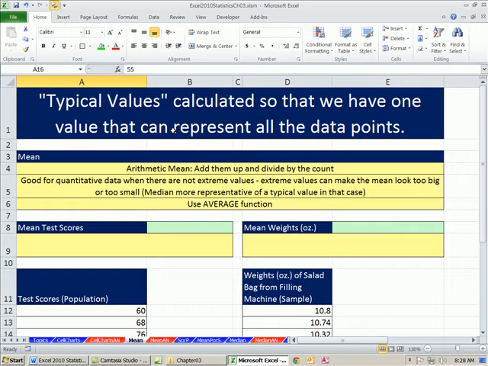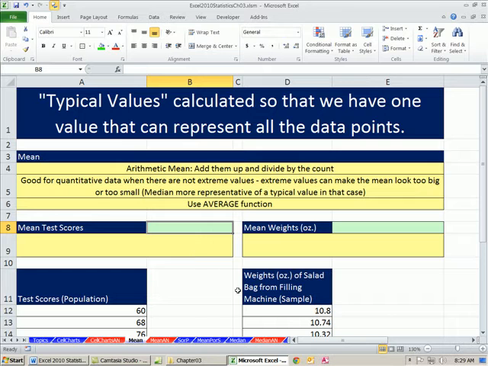Now, most of us just from everyday language know what an average is. But it's very important to realize that in one single number, we have what's called a typical value, or a value that represents all the data points. OK, so mean: add them up, divide by the count. It's good for quantitative data, right? You can't add up the words Toyota and Honda. So mean is good for quantitative data when there are no extreme values. Extremes mean very low or very big. In that case, we'll see that median is more appropriate. And in Excel, we'll use the average function.